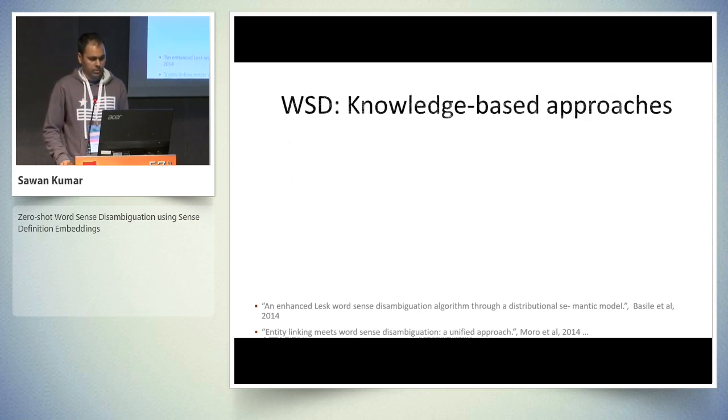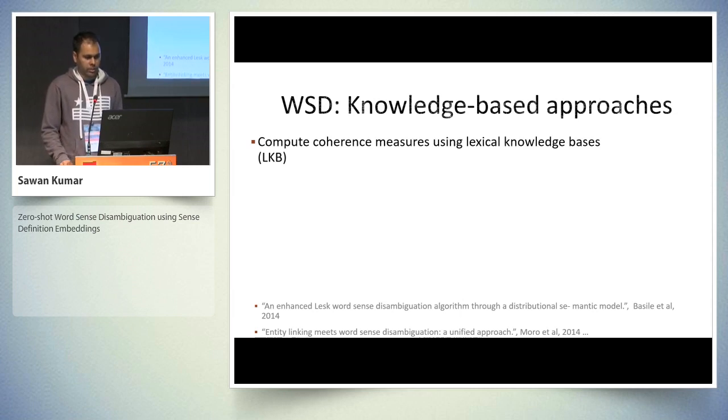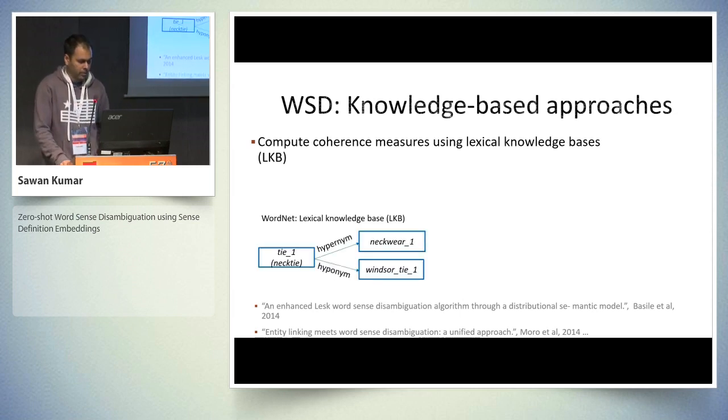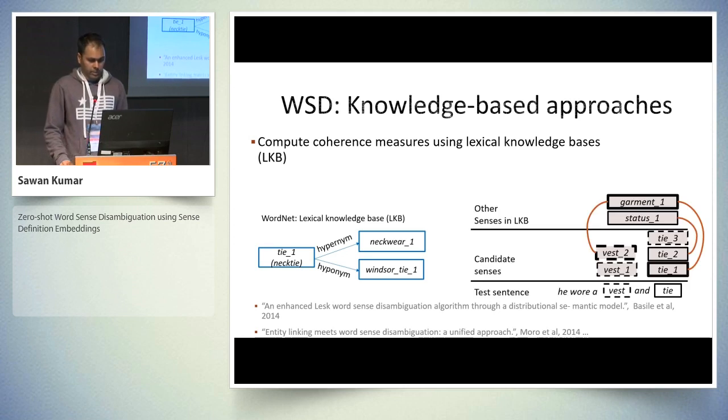Another set of methods uses knowledge-based approaches which use lexical knowledge bases. For example, WordNet has this set of relations which connect the different senses of different words. For example, a necktie is a kind of neckwear and a Windsor tie is a kind of tie. Using this information, we can disambiguate words in a sentence through a coherence measure which can be built across the different candidate senses of each word. For example, in this case, the vest 2 sense of vest and tie 1 sense of tie have something in common in the LKB, in the knowledge base, which reinforces them, so we can build some weights on them and build a model using that.